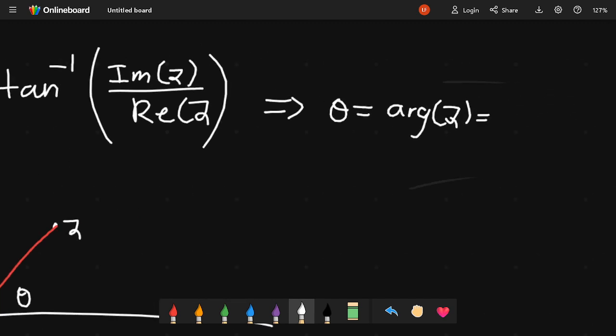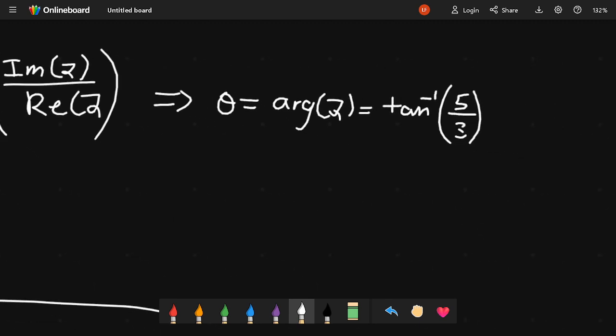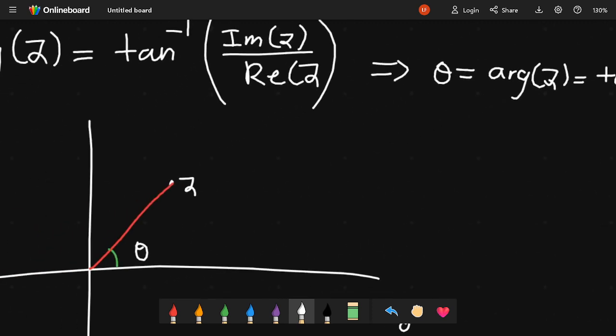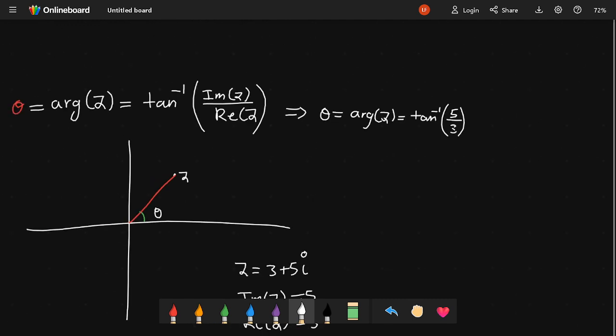equals tan inverse, or arctan, of 5 over 3. And if you use a calculator, you will get some angle in radians or degrees. It doesn't really matter now. So this would be your angle.